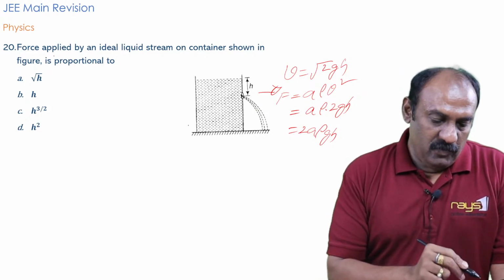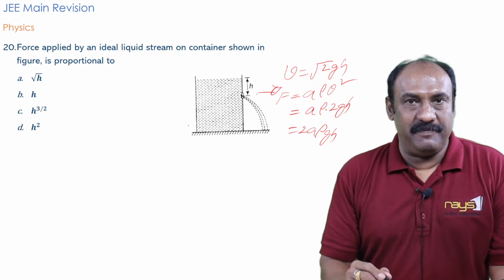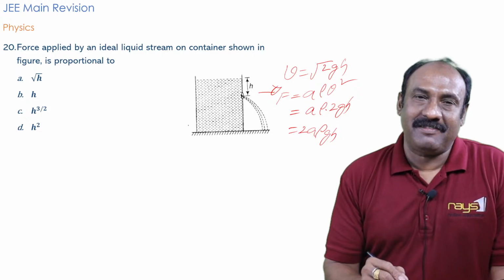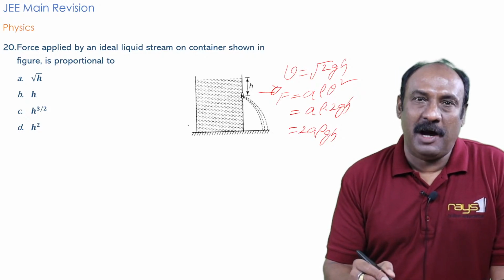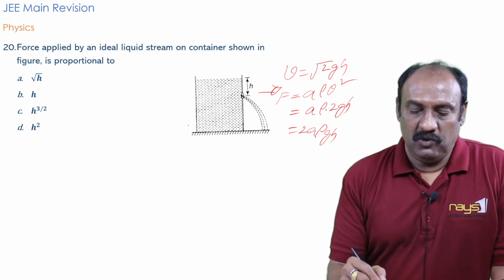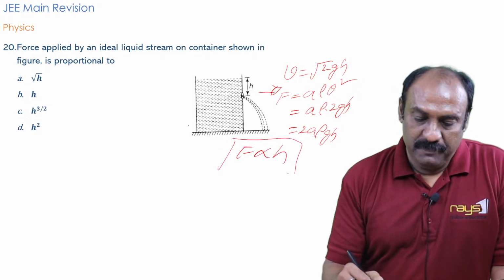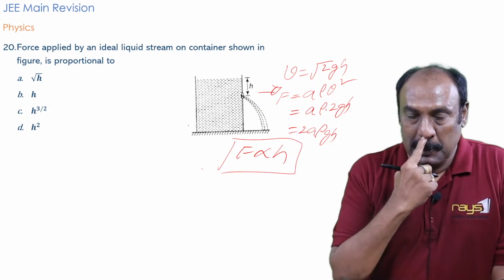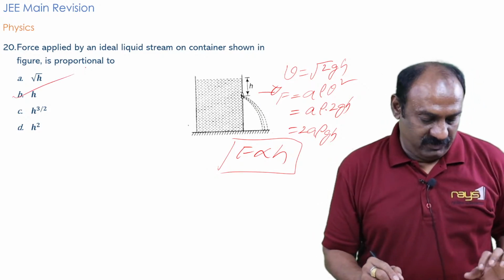What we want is the force applied by an ideal liquid stream on the container. So, action-reaction pair. What force the liquid applies on the container will be equal in magnitude but opposite in direction. So, the force exerted by the liquid on the container is 2A rho gh. This force is directly proportional to the h value. So, answer is B. Next question.